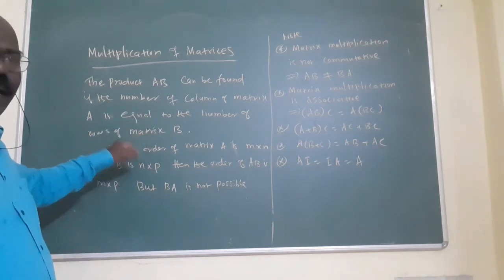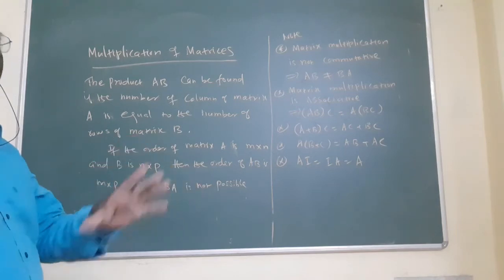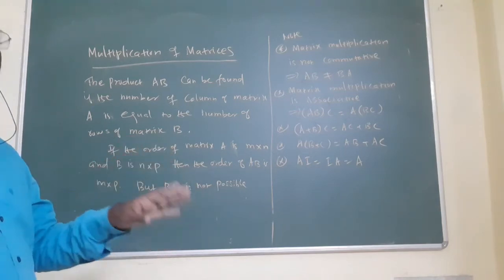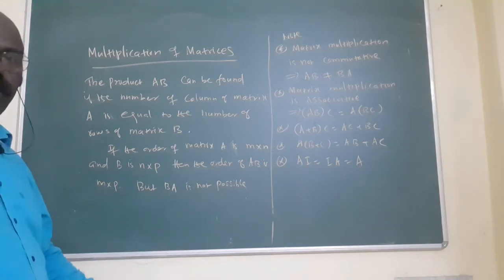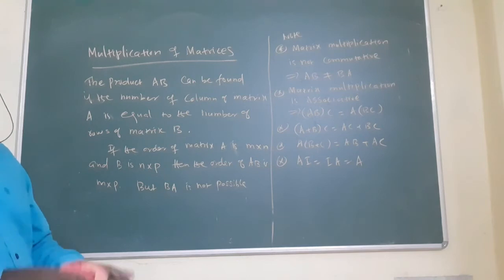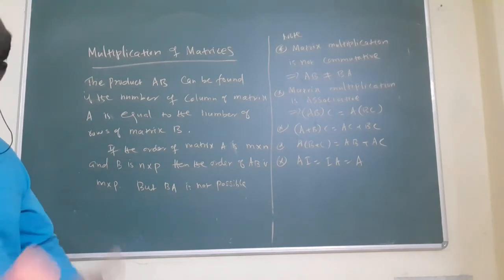Very first step, you will consider the first matrix and the second matrix. If the question is AB, you consider the first matrix's column and the second matrix's row. If they are equal, multiplication is possible. Otherwise, multiplication is not possible. AB is not defined, not possible. That is the answer. That's all.